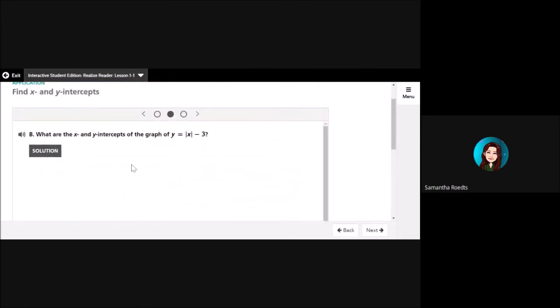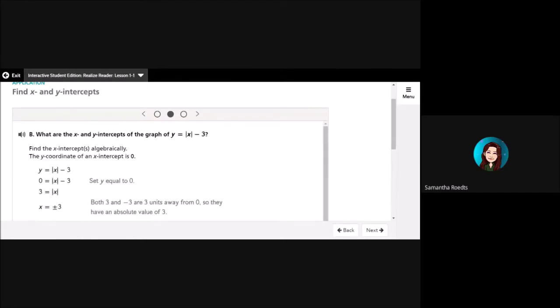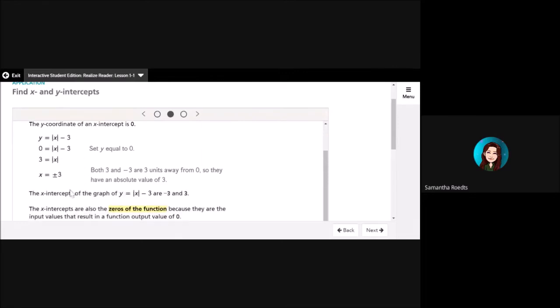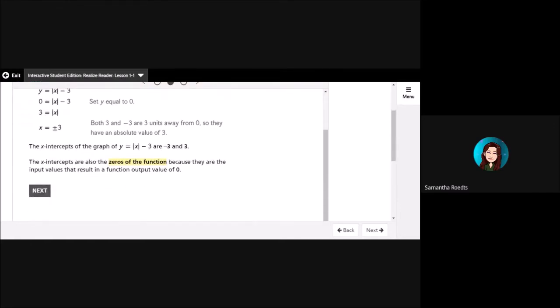What are the x and y intercepts of the graph of y equals the absolute value of x minus 3? So the first thing that I want to do is graph this, but you can find that algebraically as well. To find the x-intercepts algebraically, the y-coordinate of an x-intercept is 0. So I substitute in 0 for y and I solve for x. So x equals plus or minus 3. Both 3 and negative 3 are 3 units away from 0, so they have an absolute value of 3. So the x-intercepts of the graph of y equals the absolute value of x minus 3 are negative 3 and 3. The x-intercepts are also the zeros of the function because they are the input values that result in a function output value of 0.